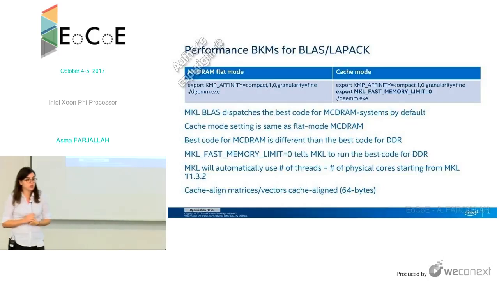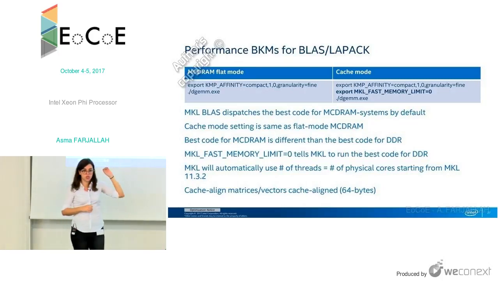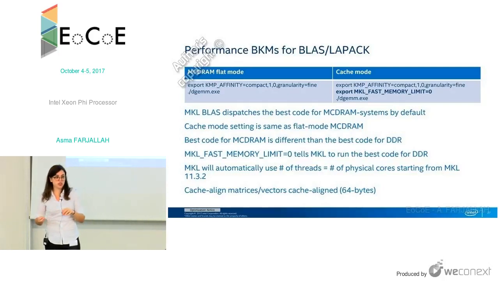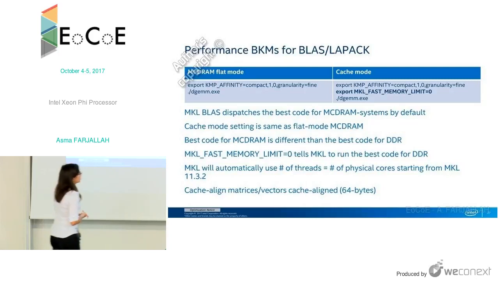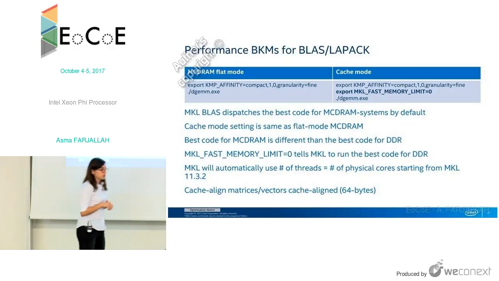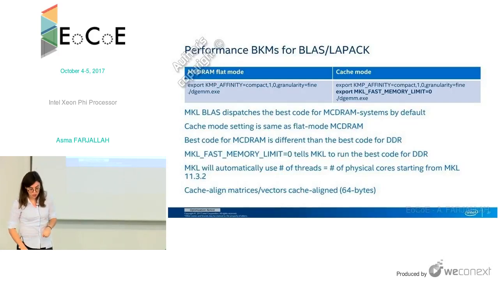Another thing worth mentioning is that MKL will automatically use the number of cores, and the number of threads used is equal to the number of physical CPUs. This is set automatically for you, so you don't need to bother with that. Just for your information, this is the best performance that we can get if you are using MKL. Also, alignment is of course handled in the library, and the alignment is set by default to 64 bytes.